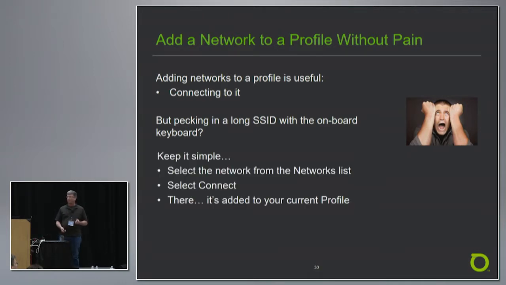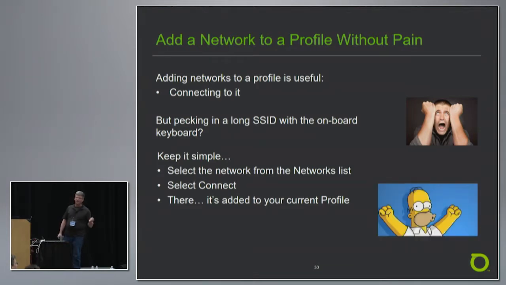So here's a real quick and simple way. Look at your networks list and select the network you want to add to your profile, and then just select Connect. When you select Connect, it's automatically added to your profile. You don't have to type in any SSIDs.